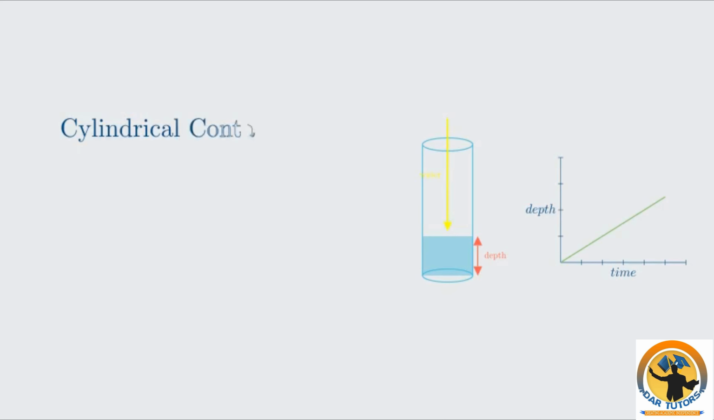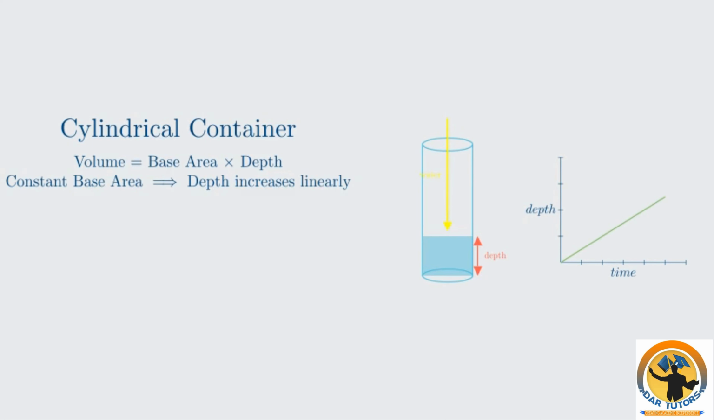Consider a cylindrical container. As water is added at a constant rate, the volume increases linearly. Since the base area of a cylinder is constant, the depth must also increase linearly. The volume is simply the base area times the depth. So if volume increases linearly, depth must also increase linearly. This means the graph of depth versus time for a cylinder is a straight line. The gradient of this line would represent the constant rate at which the depth is increasing.